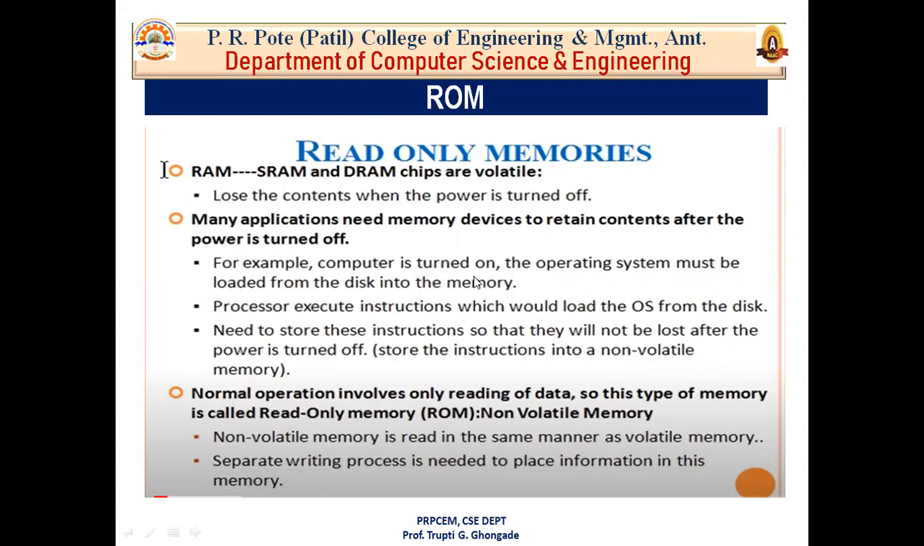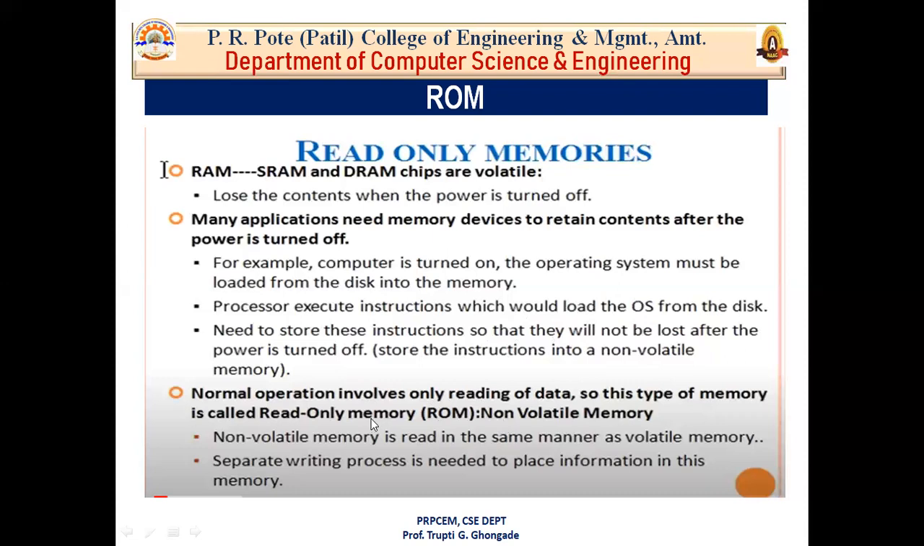For example, when the computer is turned on, the operating system must be loaded from the disk into the memory, and the processor needs to execute certain instructions which will load the operating system from the disk. So we need to store these instructions so that they will not be lost after the power is turned off. So we store these instructions in a non-volatile memory. The different types of non-volatile memory are ROM and flash memory.